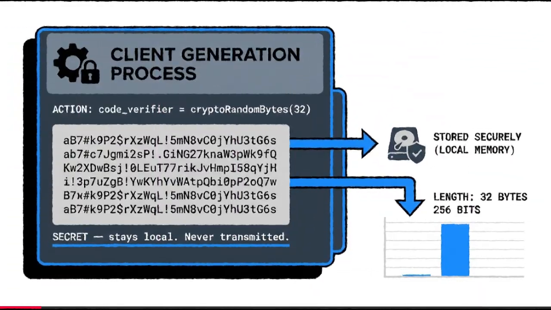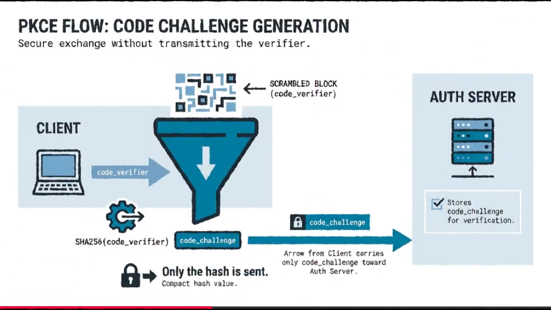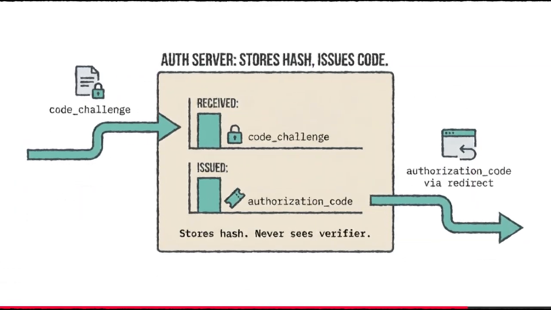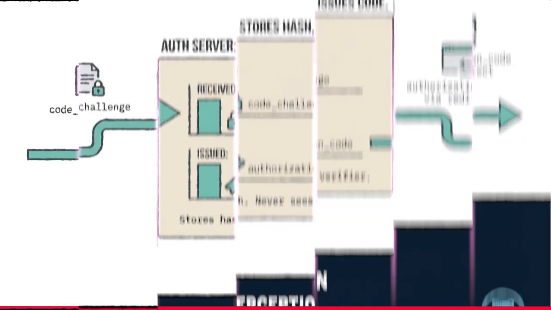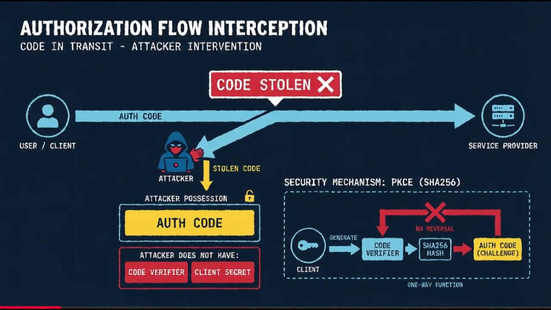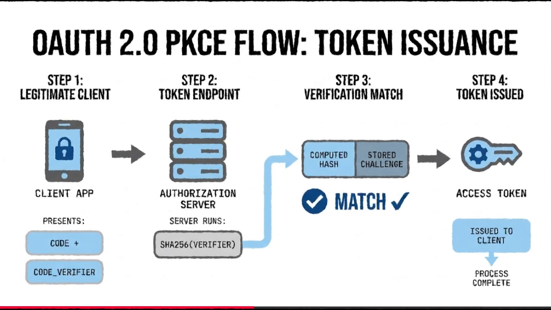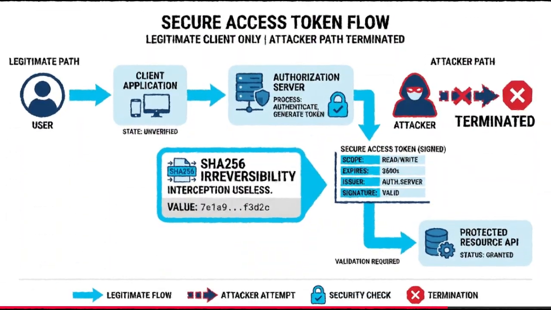Technically, PKCE initiates a cryptographic handshake. The client application generates a random, high-entropy secret called the code verifier at the start of the flow. It sends only a SHA-256 cryptographic hash of this secret, called the code challenge, to the authorization server. So the server only sees the hash. Right, the server stores this hash. When redeeming the authorization code at the token endpoint, the client must present the original plaintext verifier. The server hashes the plaintext verifier and compares it to the stored challenge. Which means interception is useless. Exactly. If an attacker intercepts the authorization code on the network, they cannot exchange it for a token because they cannot reverse the SHA-256 hash to produce the plaintext verifier.